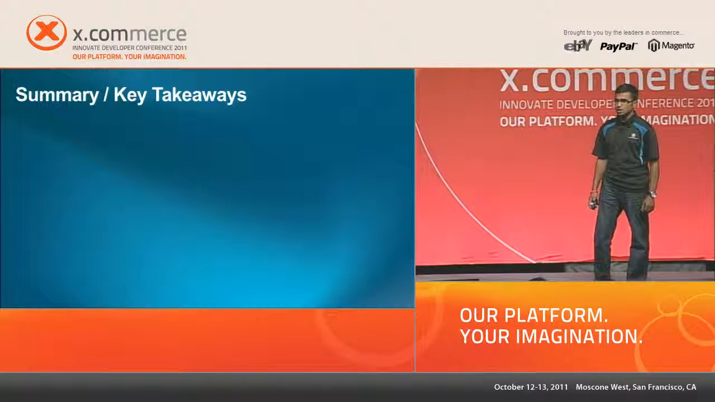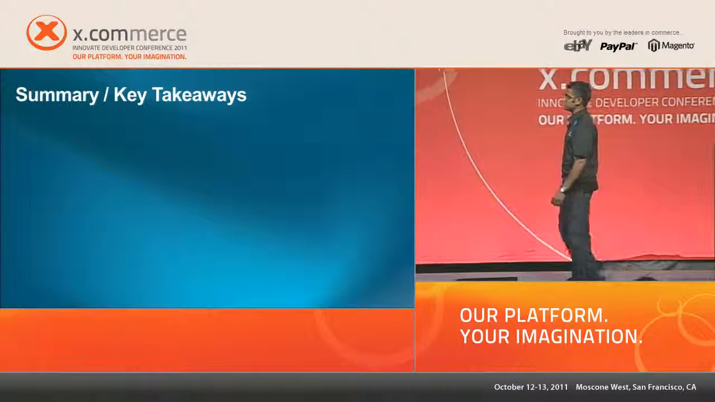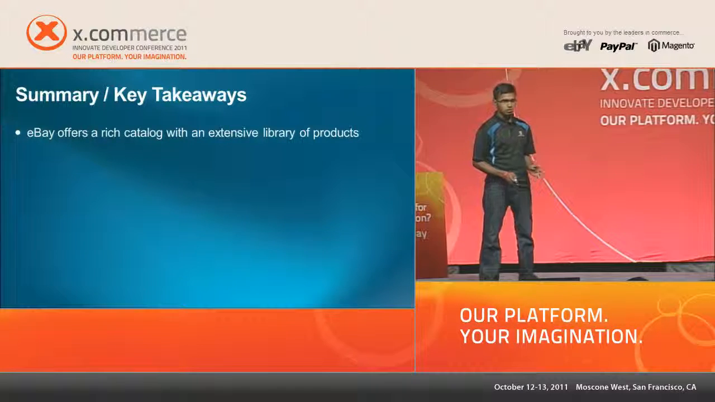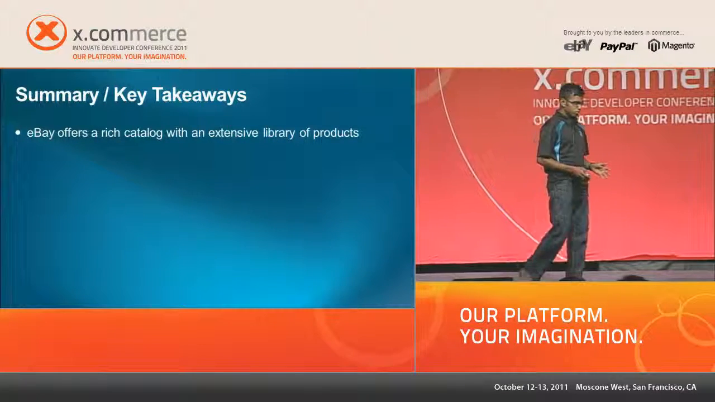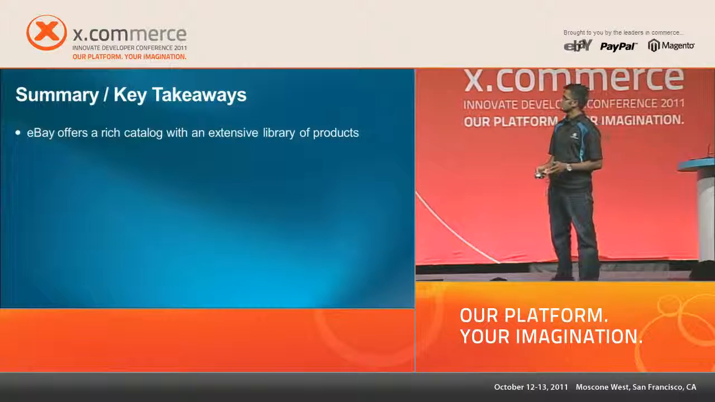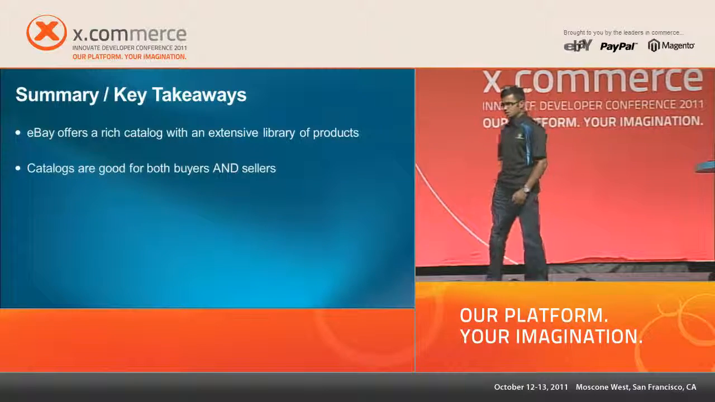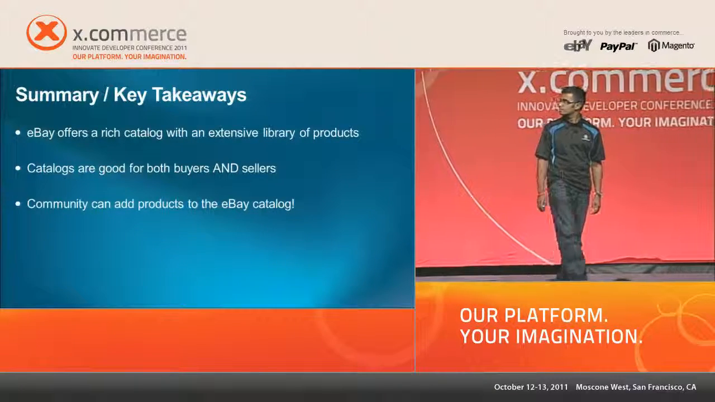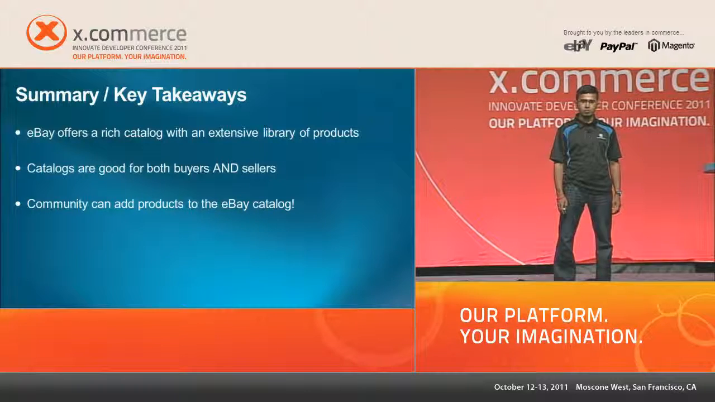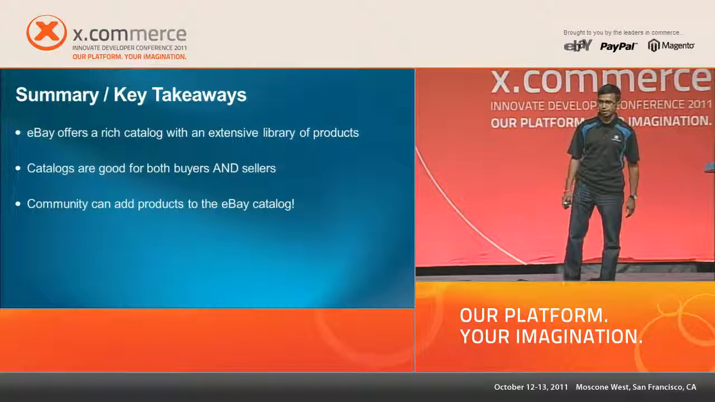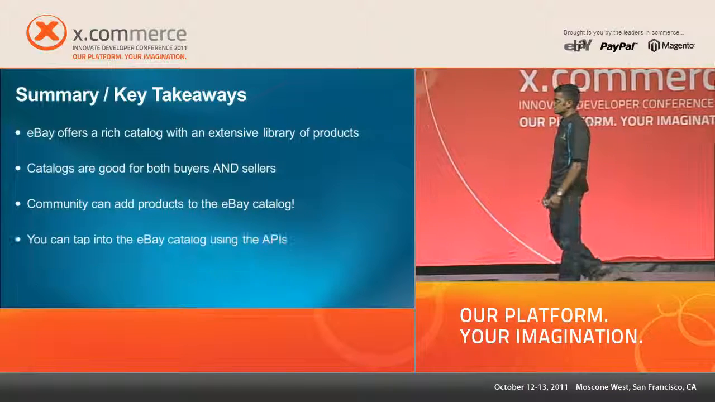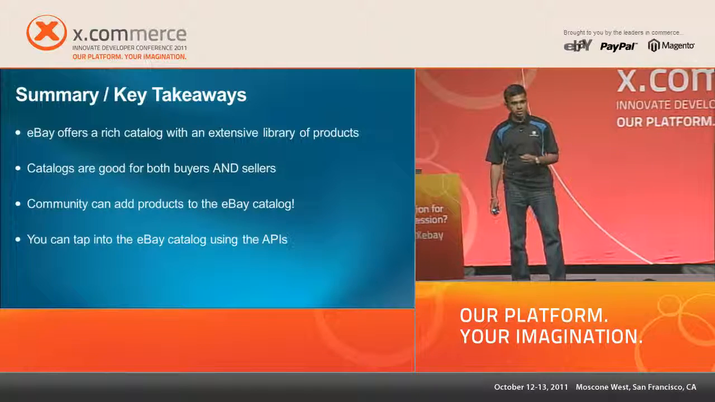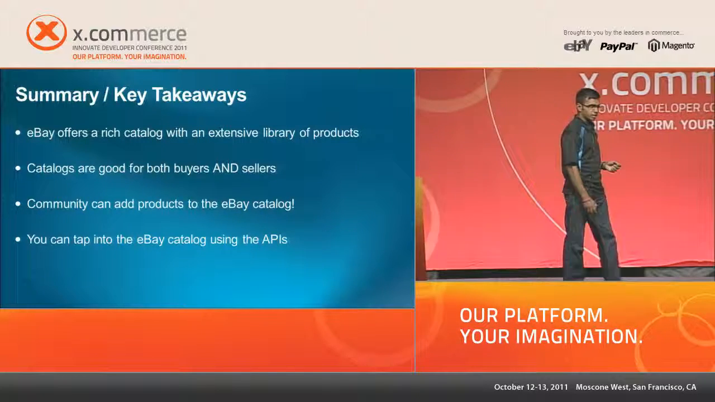So to summarize, what are the key takeaways from today's presentation? First, eBay offers a rich catalog with millions of products across several categories. We have information on millions and millions of products. And catalogs are good for both buyers and sellers, and therefore to you developers as well. And starting this year, we now allow the eBay community to add products into our catalog. And you can enrich your own applications by plugging it into the catalog and powering it with the catalog.